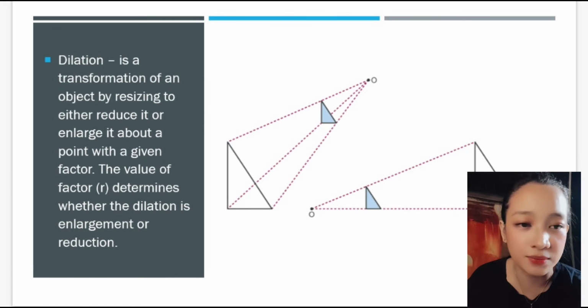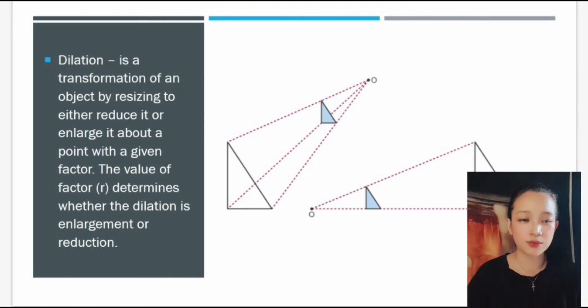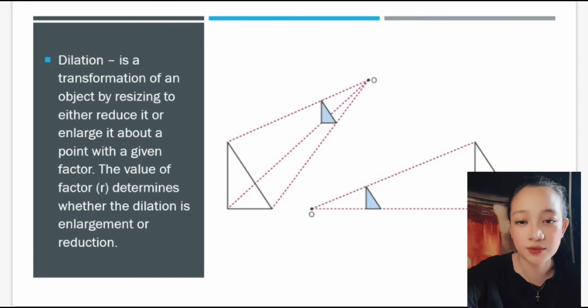Next, we have dilation. Dilation is a transformation of an object by resizing to either reduce it or enlarge it about a point with a given factor. The value of the factor determines whether the dilation is an enlargement or reduction. A dilation changes the size of a shape but keeps its proportions the same. For example, enlarging a triangle by a scale factor of 2.